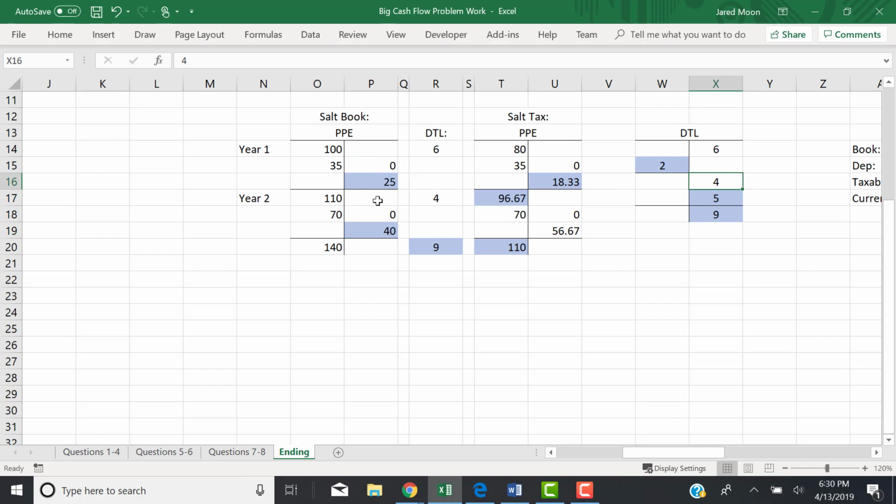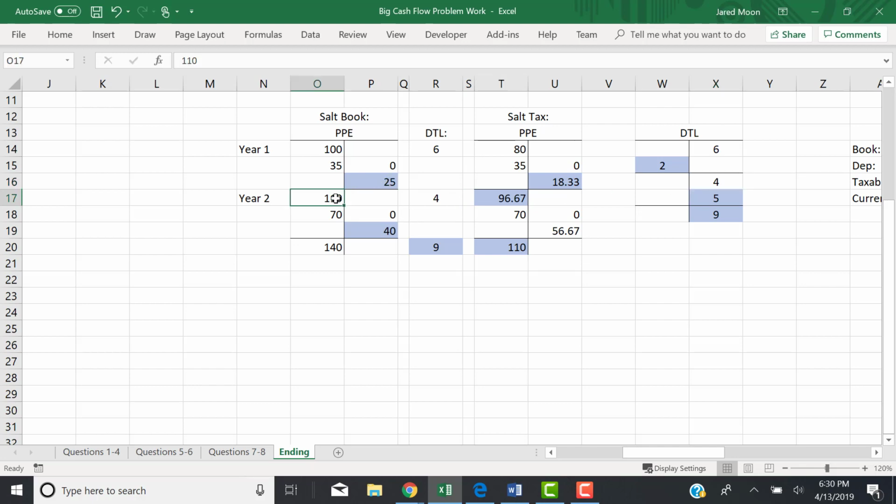So anytime here I'm saying beginning minus beginning times tax rate gives me my beginning DTL. Change minus change times the tax rate gives me my change in DTL. Ending minus ending times the tax rate gives me my ending DTL. So that's kind of how that's set up. Pretty cool. Now let's go on to year 2.